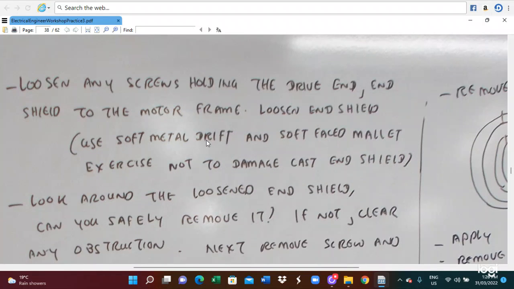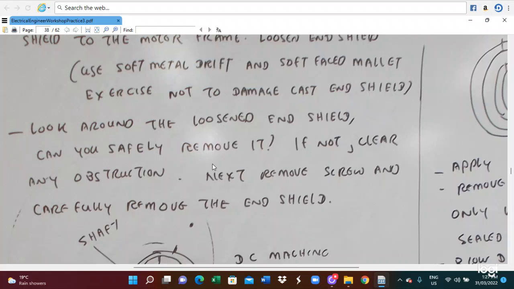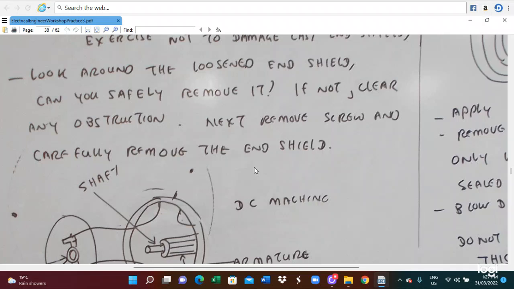So we have to loosen the end screws holding the drive end. Loosen any screws holding the drive end and the motor frame. Do so using a soft-faced mallet. Exercise care not to damage the cast iron end shield. You also look around and loosen the end shield. You can safely remove it or not. Also clear any obstruction, then remove the screws and carefully remove the end shield.